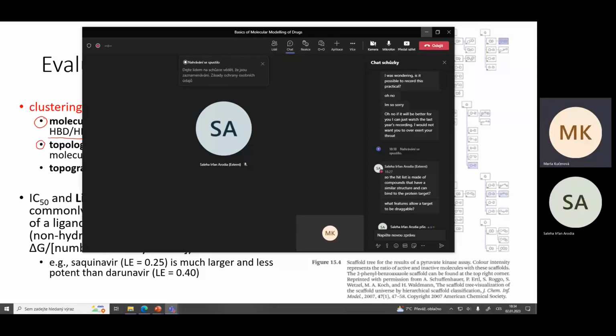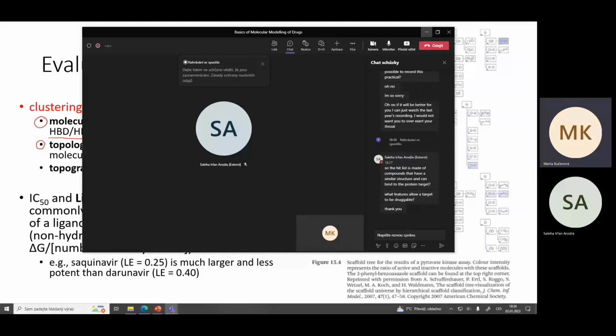Another question. Hit list is made of compounds that have a similar structure and can bind to the protein target. It depends strongly on the input database. How huge and how diversified is the input database? So it's hard to say. It depends on the specific case.